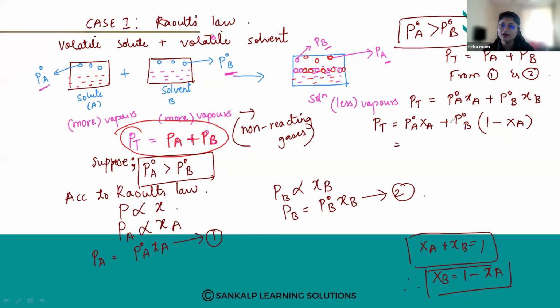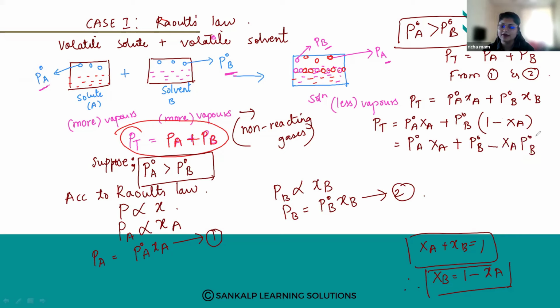So what I'll do now? P naught of A into psi A plus, I'll multiply this, P naught of B into 1. So it will be P naught B minus psi A into P naught B, from 1 minus psi A.